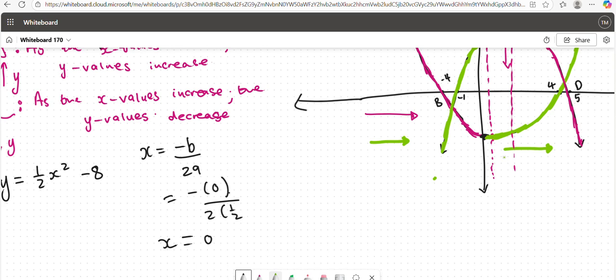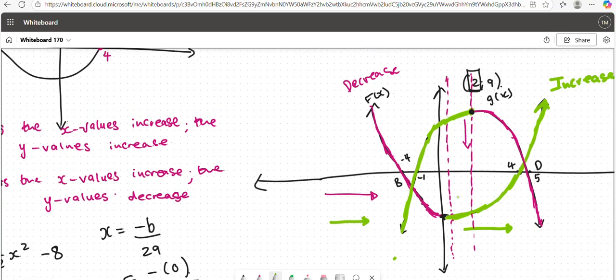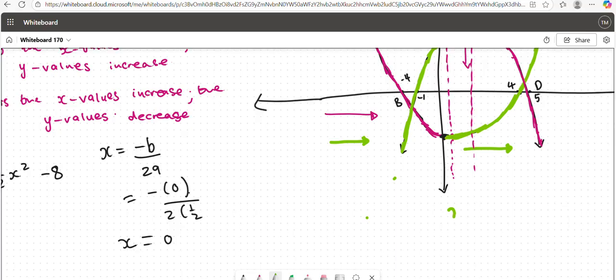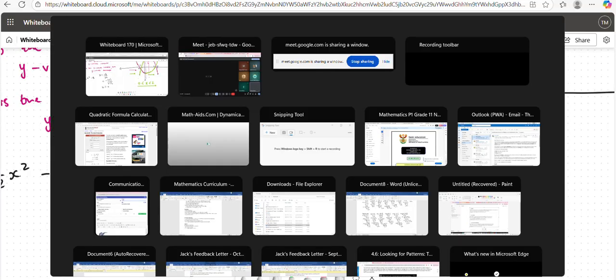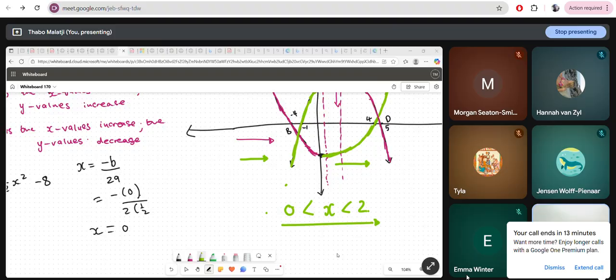So literally the range we're looking for is from 0 to positive 2. How do we write that in terms of an inequality? X is less than 2, but x is greater than 0. That's where both of these graphs are actually increasing at the same time. All right. Does that make sense, people? Yeah. It does. Okay, cool.